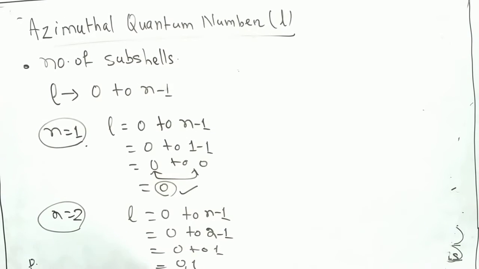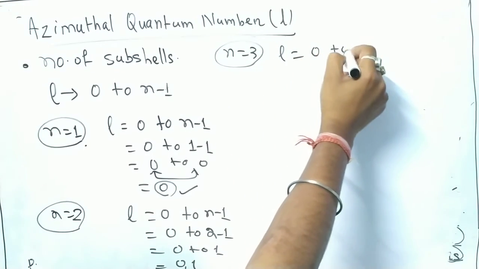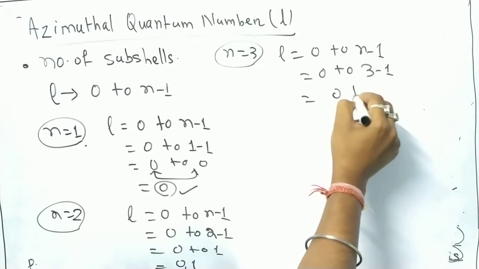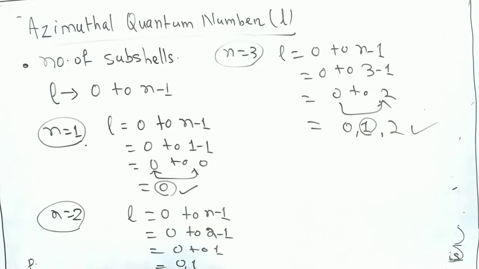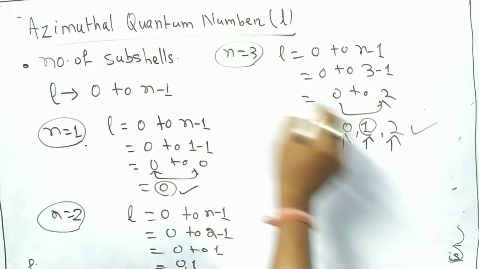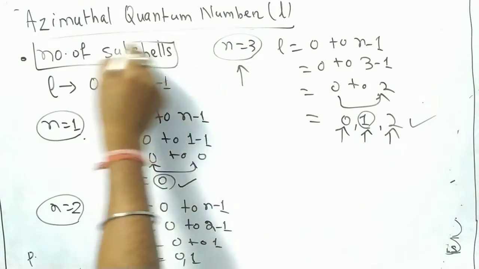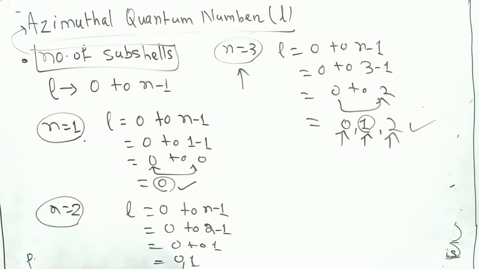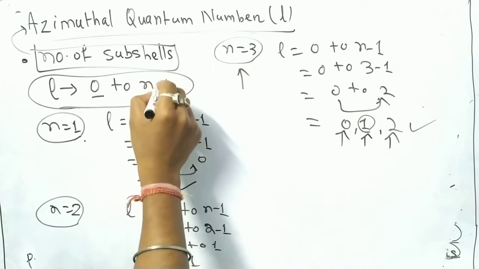Clear this point? Now what happens? For n is equal to 3, the value of l is 0 to n minus 1, that is 0 to 3 minus 1, that is 0 to 2. And in between 0 to 2, you have 0, 1, 2. The value of l is 0, 1, 2 for n is equal to 3. Now I have to define only one thing. The number of subshells defined by this quantum number is known as the azimuthal quantum number, and it starts from 0 to n minus 1. Clear this point?